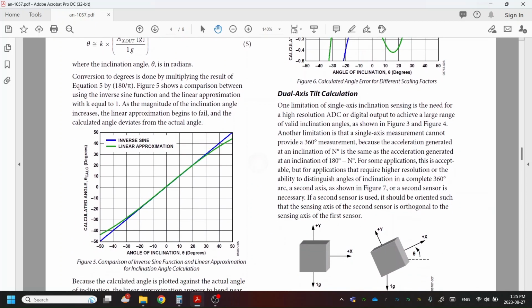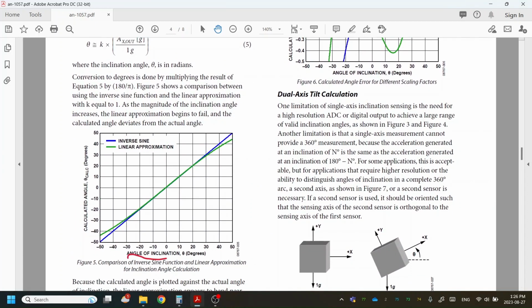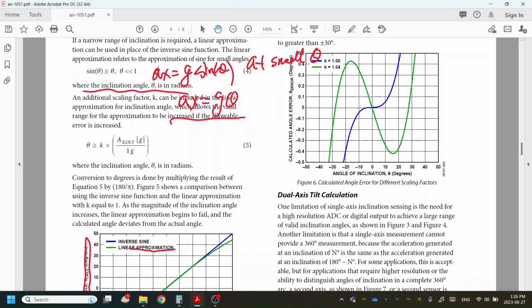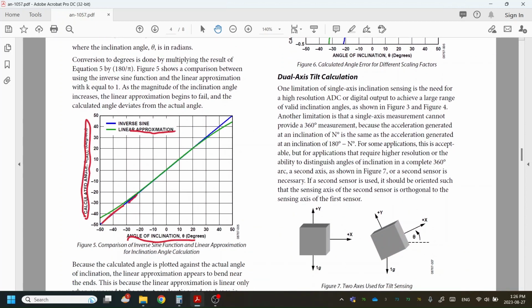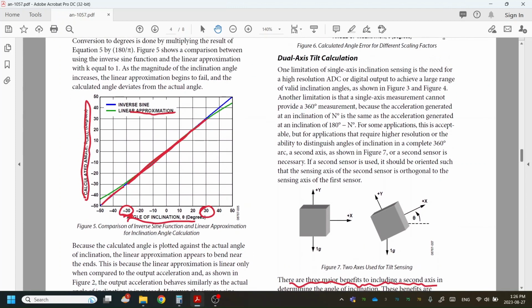So we can look at this curve here: the inclination angle and the calculated inclination angle. The inverse sine function is this line here, and the linear approximation based on AX equals G times theta basically overlaps very well, roughly between minus 30 degrees and plus 30 degrees. So in your calculations, you can just use the approximation, but it's up to you. You can also use a calculator for the exact inverse function.